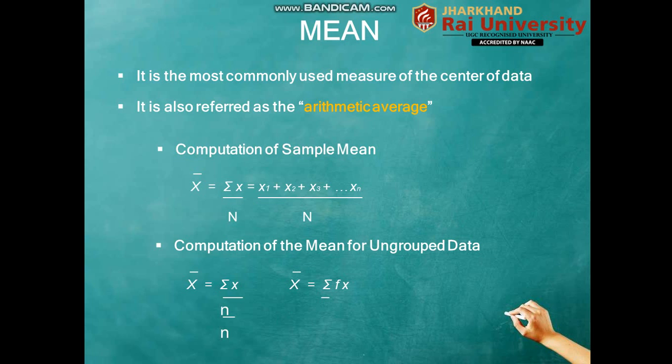So its computation is x bar. We can also say x mean or x bar is equal to summation of x, where x is x1, x2, x3 and so on over the sample size, and n is the total number of elements. So we can calculate the mean by x1 plus x2 plus up to xn divided by n. This is for ungrouped data, and for grouped data we have sigma fi xi.